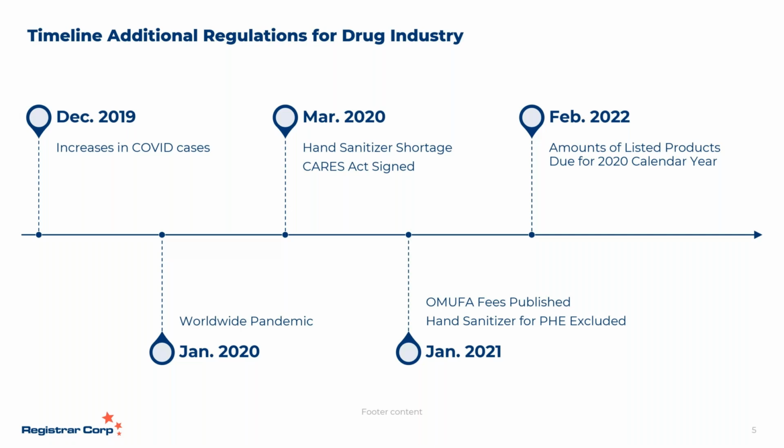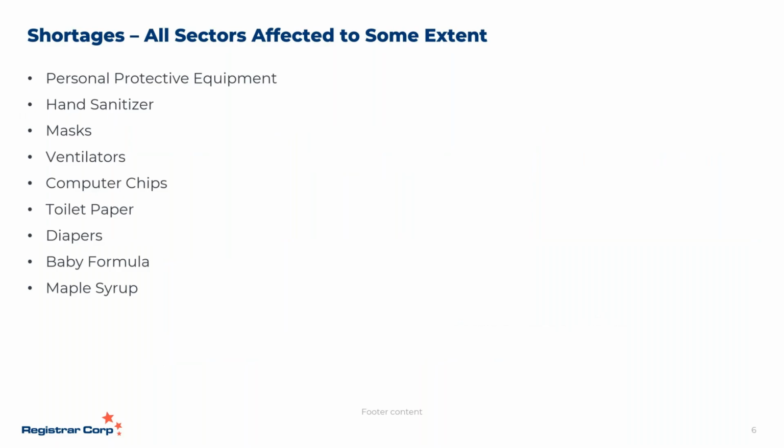Shortages affected all sectors, not only the drug industry. Medical devices that were important to saving lives were especially affected, such as personal protective equipment, masks, and ventilators. We already addressed how hand sanitizer supply was a drug that was heavily impacted during the pandemic. Then the food industry was affected, especially families with babies who needed formula. We are not going into this exhaustive list. The takeaway is the pandemic affected every industry.